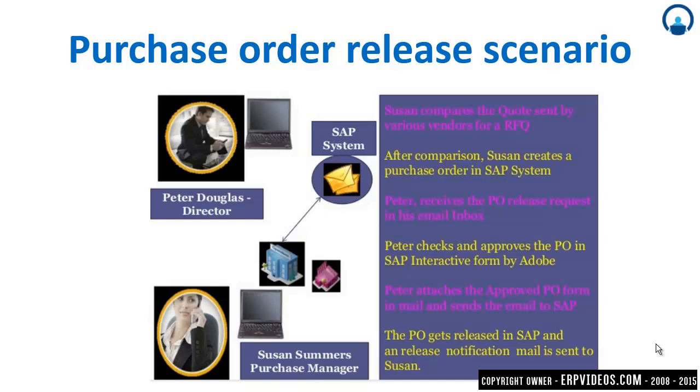Meanwhile, the director will receive the PO release request in his inbox, since the SAP system will create that purchase order and send a request to the director for releasing that particular purchase order. Then he will approve and check that PO in the SAP interactive form by Adobe.